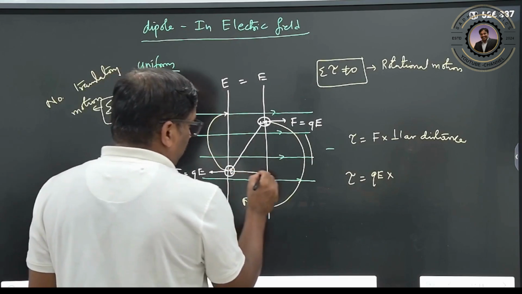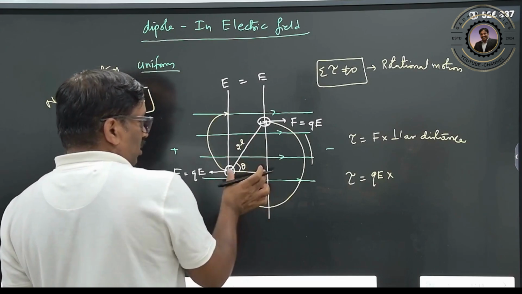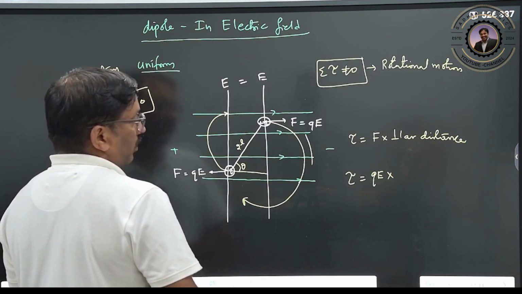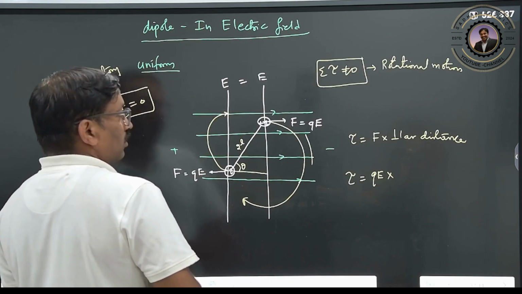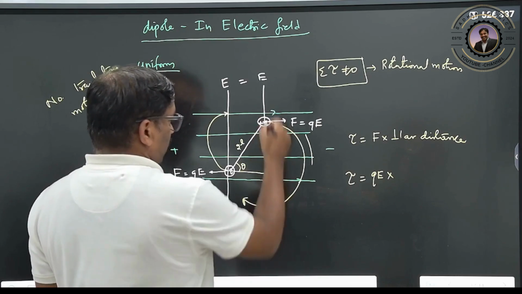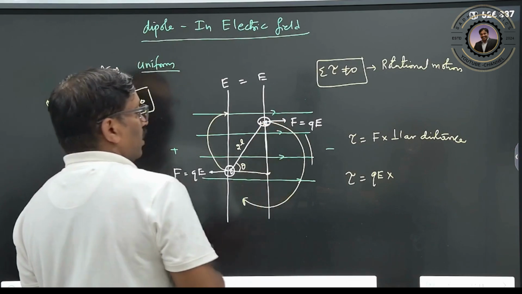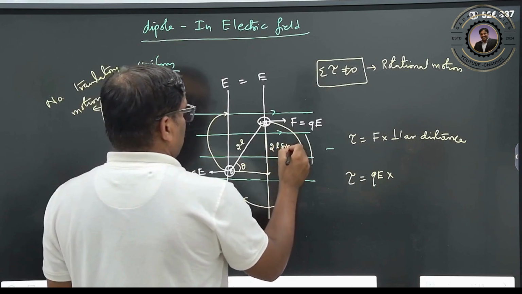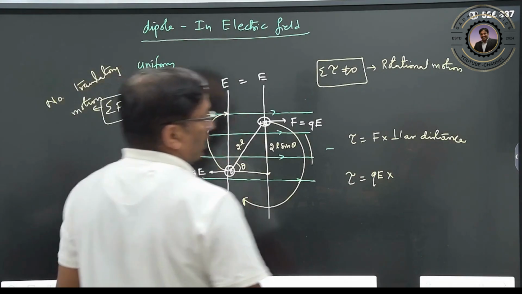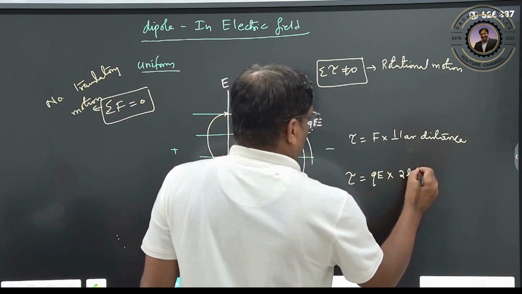What is the perpendicular distance between them? This is making an angle theta here, and this is nothing but 2L. So this is your perpendicular distance. What is the perpendicular distance between these two forces? This is nothing but 2L sin theta. Clear? Right, so the perpendicular distance between the two forces is nothing but 2L sin theta.